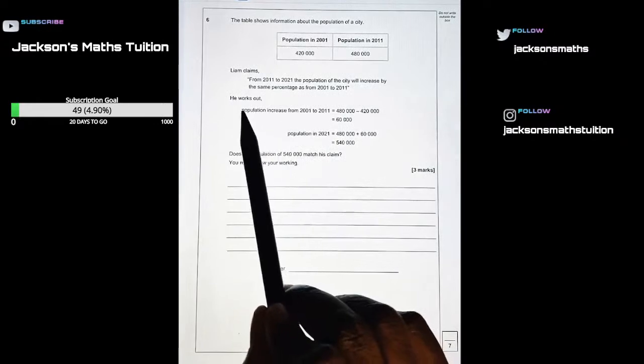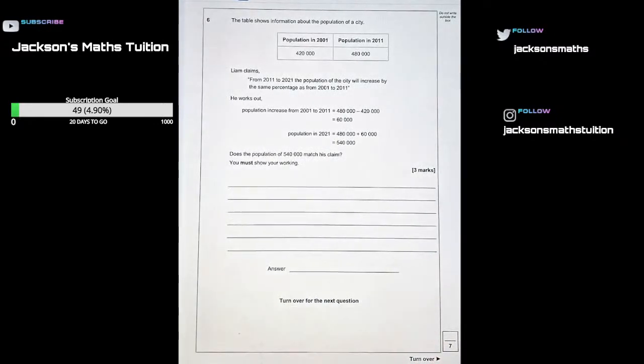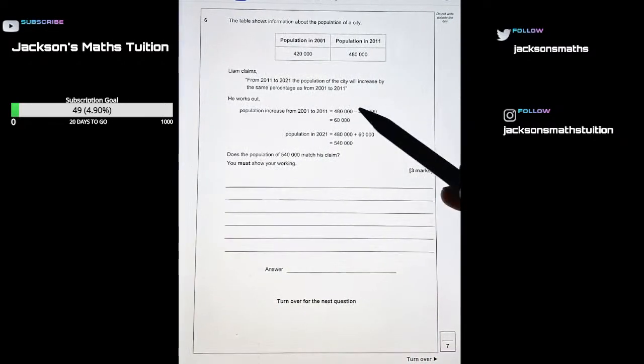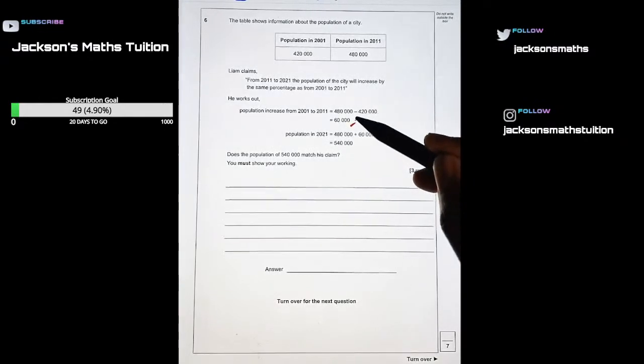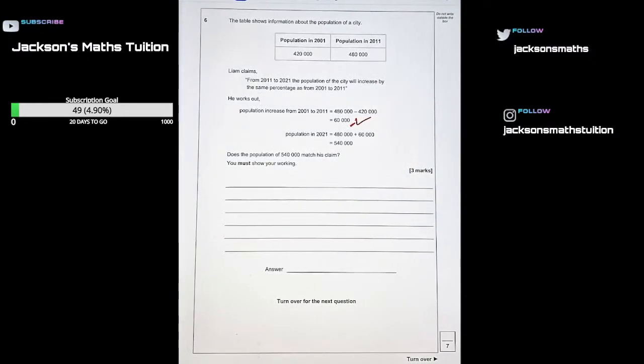Then Liam is working out the population increase. So he did 480,000 minus 420,000, which gives him an increase of 60,000. So that increase is correct, because if you subtract them, you're going to get 60,000. And then he's working out the population in 2021, which is the next 10 years.